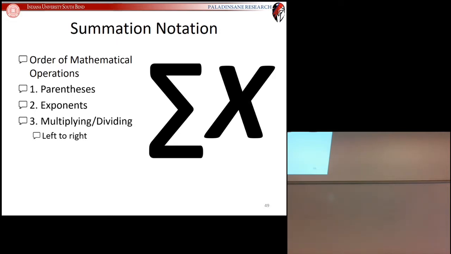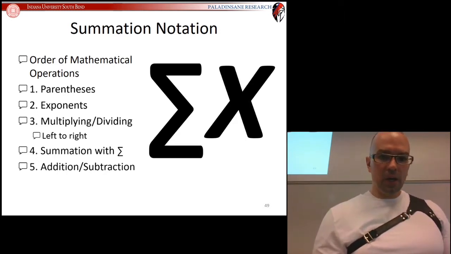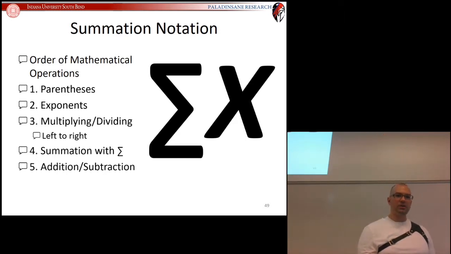Next is the new bit. Next, you do summation. And then finally, you do any other addition or subtraction. And what I find is that when students make errors in the order of operations, it's because they jump to step 5 and they skip over step 4. So summation with the summation symbol is basically just addition. I can understand why that error is made, because you're adding the scores together. That's like addition. So why don't I do addition first?